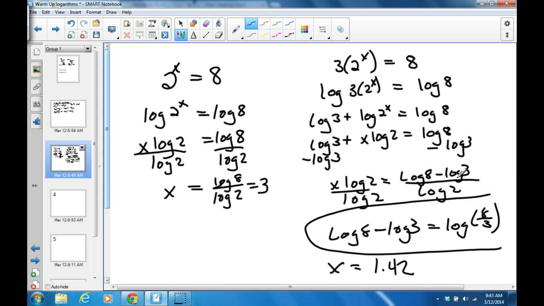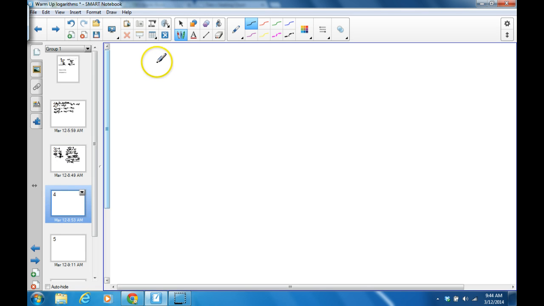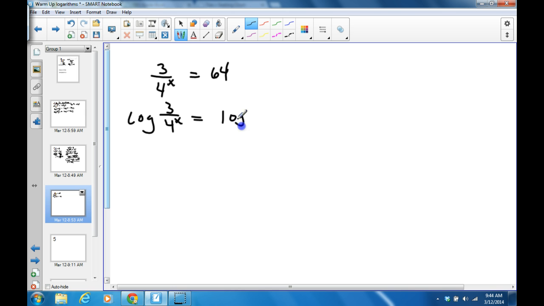Okay. I'm going to take this one, 3 over 4 to the x power equals 64. Okay, so on this one I'm going to do log of 3 over 4 to the x power and log of 64.